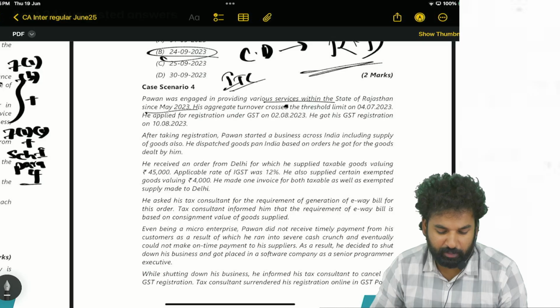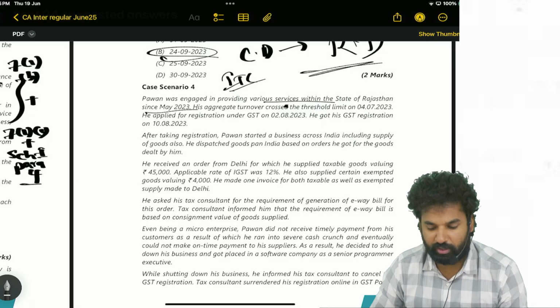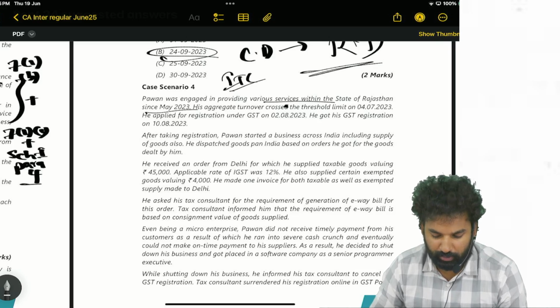Supplied certain exempted goods worth 4,000. He made one invoice for both taxable as well as exempt supply made to Delhi. Asked his tax consultant for requirement of generation of e-way bill for this order. Tax consultant informed him requirement of e-way bill based on consignment value of goods supplied.